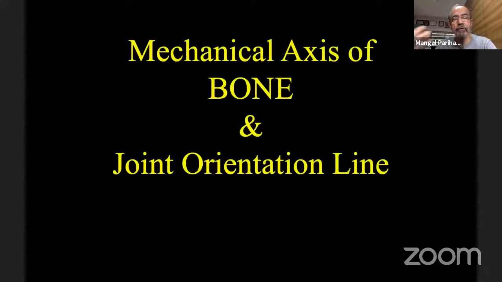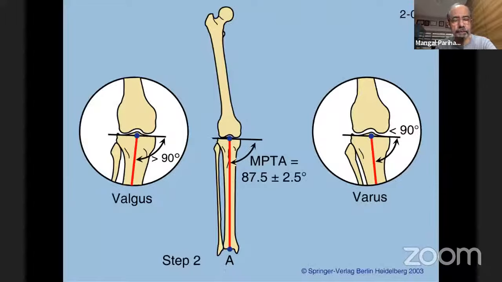So we then come down from the mechanical axis of the limb to studying the mechanical axis of the individual bone, the femur as well as the tibia. And that also gives us the joint orientation line of that particular bone. If you draw the axis of the tibia, which is the center of the knee joint to the center of the ankle below, and measure that in relation to the joint line of the tibia, which is the most concave parts of the medial and the lateral condyle, then you will get something known as the MPTA, the medial proximal tibial angle, which is normally 87 plus or minus 2.5.